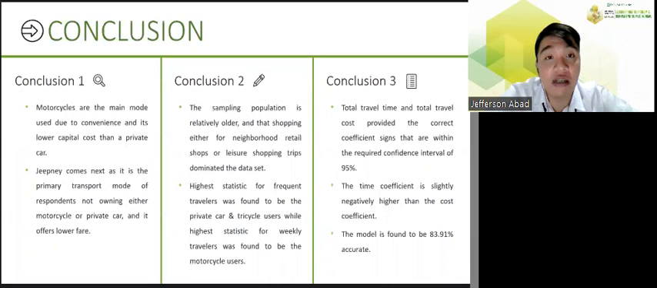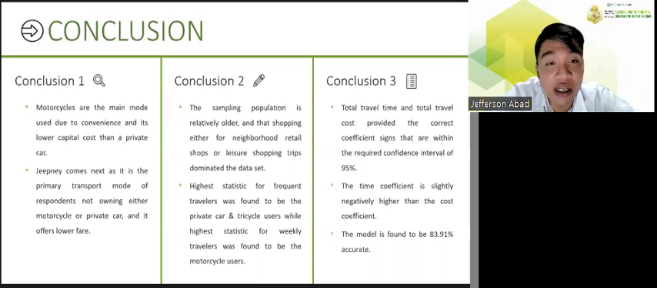Based on the descriptive statistics and results, motorcycles are the main mode used, which could be attributed to the convenience of riding a motorcycle and its lower capital cost than a private car. Jeepney comes next since it is a primary transport mode of respondents who use neither a motorcycle nor a private car, and it also offers lower fares. The low counts of PUB and UB users were noted since these modes are for intermunicipality or provincial routes.